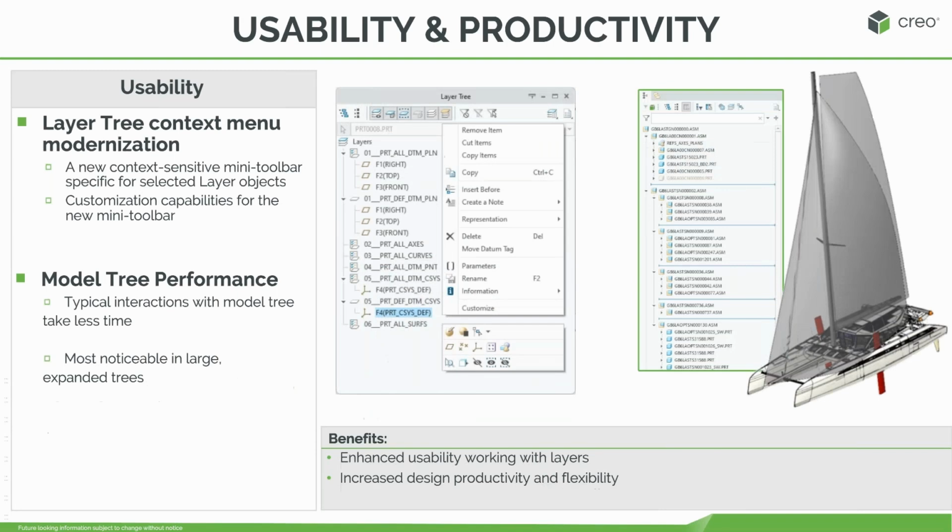Also in Creo 12, the whole layer experience has been freshened up to make it even smoother. Layers are a simple but very powerful way to keep your model organized and control visibility. Now, when you are in the layer tree, you will see a little mini toolbar pop up depending on what exactly you have selected, which layer you have been working on. It's context sensitive, specific to that layer. And that mini toolbar is also customizable now.